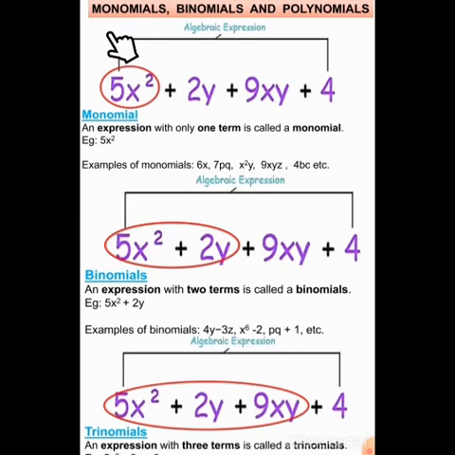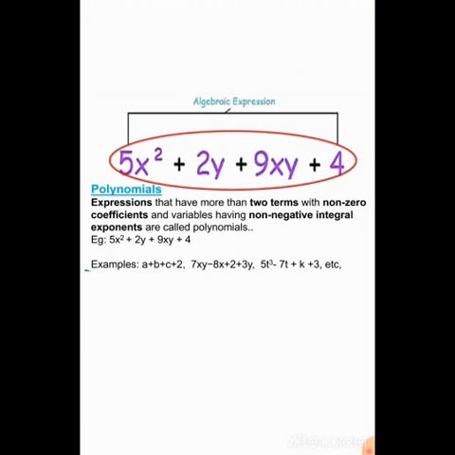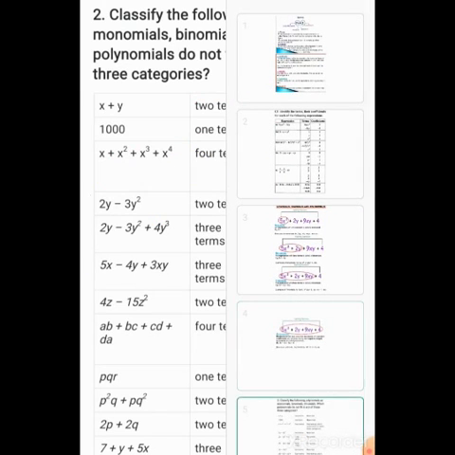Now you already understood what a monomial, binomial and polynomial are. A monomial has only one term, a binomial 2 terms, a trinomial 3 terms, and more than 3 is called a polynomial. Now we start exercise 9.1, question number 2.